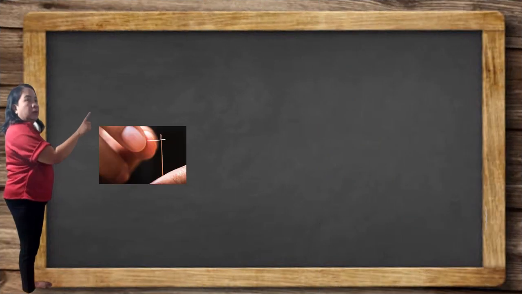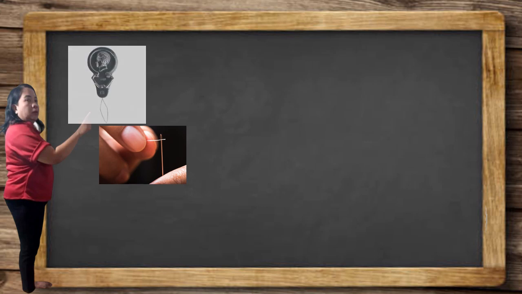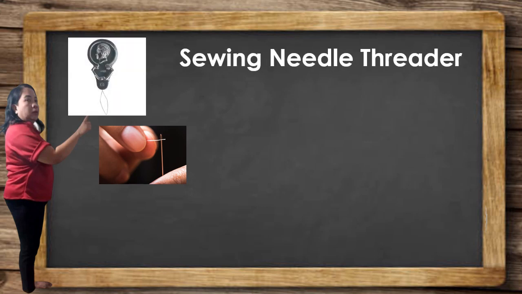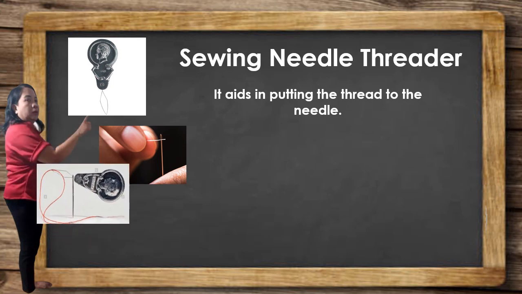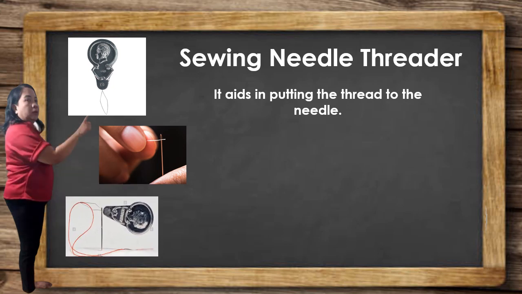If you have clear vision, you will not need to use this tool. But if you have poor vision, then this tool is very useful for you. The sewing needle threader. It aids in pulling the thread to the needle. The wire will create a bigger hole, so it will be easier for you to insert the thread in the wire.